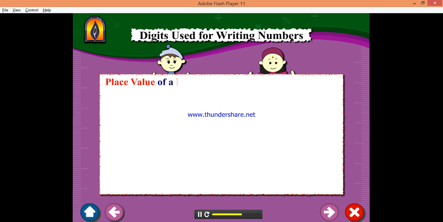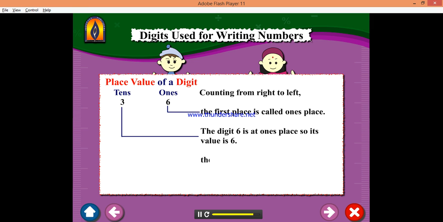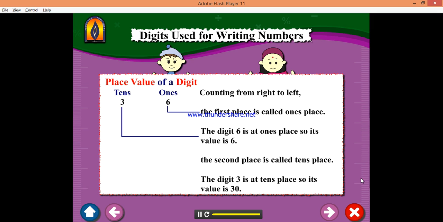Place value of a digit: tens, ones, 3, 6. Counting from right to left, the first place is called ones place. The digit 6 is at ones place, so its value is 6. The second place is called tens place. The digit 3 is at tens place, so its value is 30.